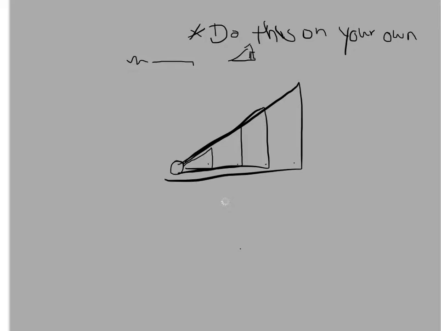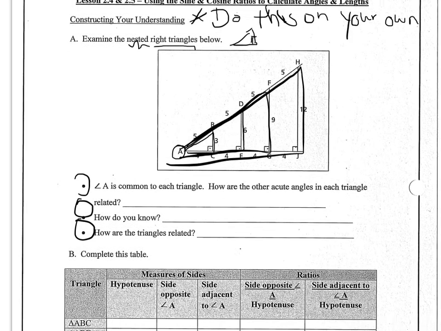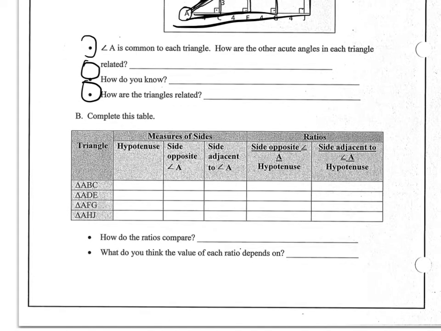So I want you to take a look at this, complete these questions and the table that is right here. Decide how the ratios compare. Remember, a ratio is something compared with something else. And then take a look at the next page.